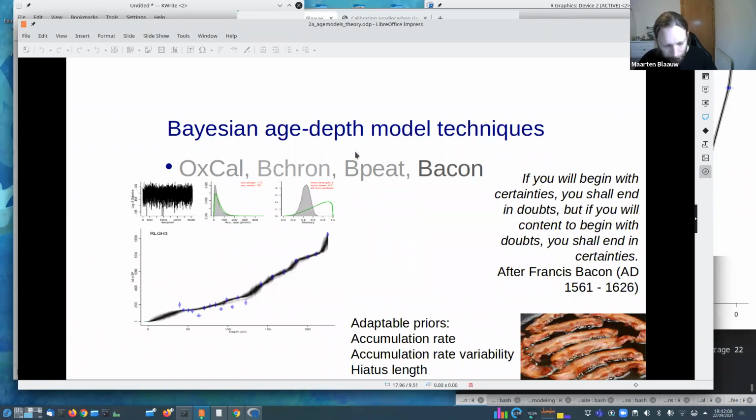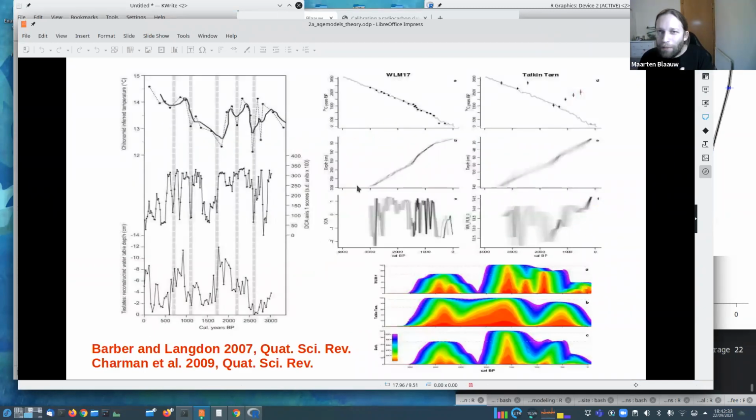Then there's also Bpeat, which we'll not really discuss because it has been updated to Bacon. And as we said, Bacon divides a core into sections, models each individual section as a linear accumulation rate, and the accumulation rate is constrained by prior information, and so is its variability. After making a model, things become interesting. You can start combining different models and seeing how the timing of events compares between different cores. That's something that we can have a look at, especially next week.